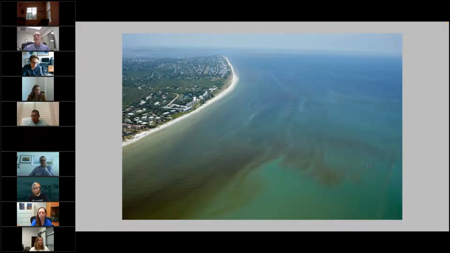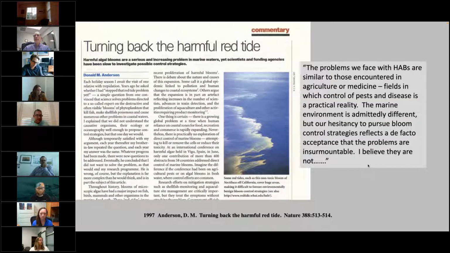Okay, so I don't need to tell anybody down in Florida about your red tide. It's just a massive and destructive phenomenon. What I do want to highlight, though, is that in the field of harmful algal bloom research, work on controlling blooms has been very, very slow. We've made tremendous progress in so many other areas, but actual control of blooms or suppression of them is really languishing. And this is a commentary I wrote in Nature. You can see back in 1997. So it was a long time ago.